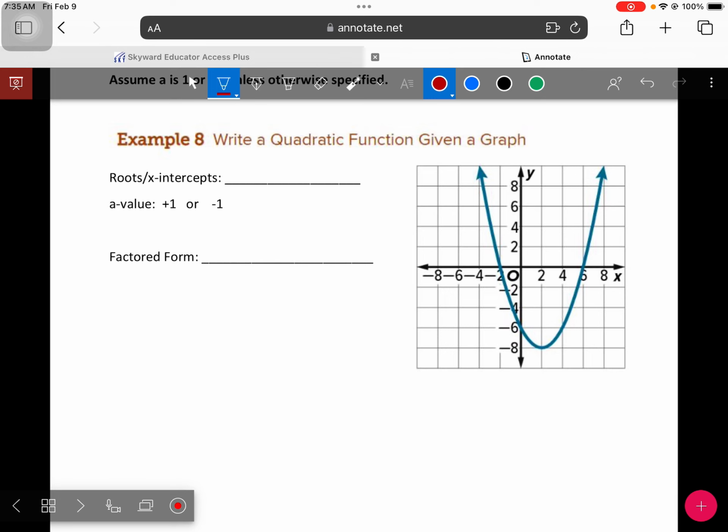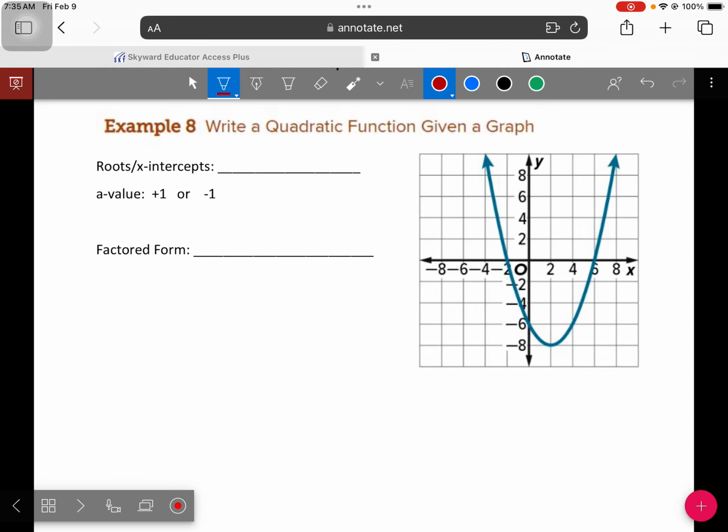So looking at this graph, for example 8, write a quadratic function given the graph. What are my roots or x-intercepts? Negative 2 and 6. Remember, it's always where the graph crosses the x-axis. So negative 2 and 6. Looking at our a value, is it positive 1 or negative 1? And why? How do you know? And how do we know this? Yeah, it's opening upward.